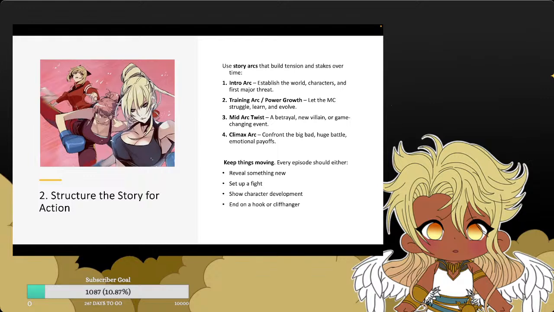Action has a very particular vibe. So I think using story arcs to build that tension and the stakes over time is super, super important. The way you would do this is by, one, introducing the arc. What is it? Is it a tournament arc? Is it, you know, a race against time arc?